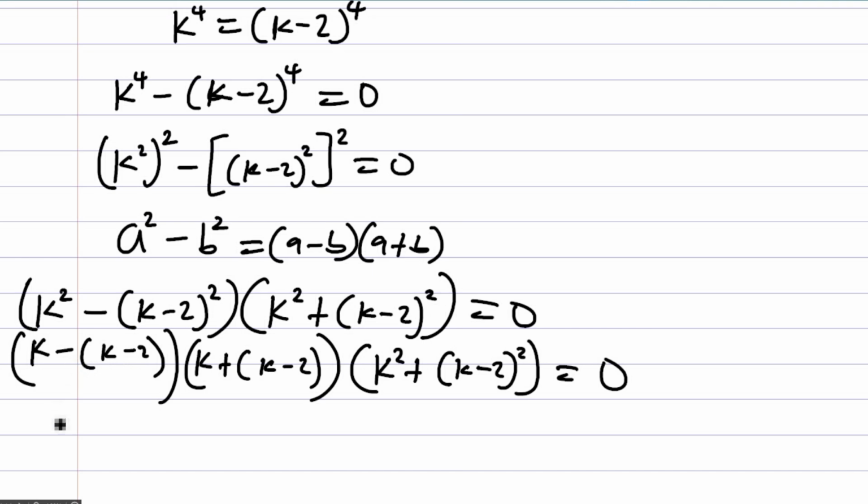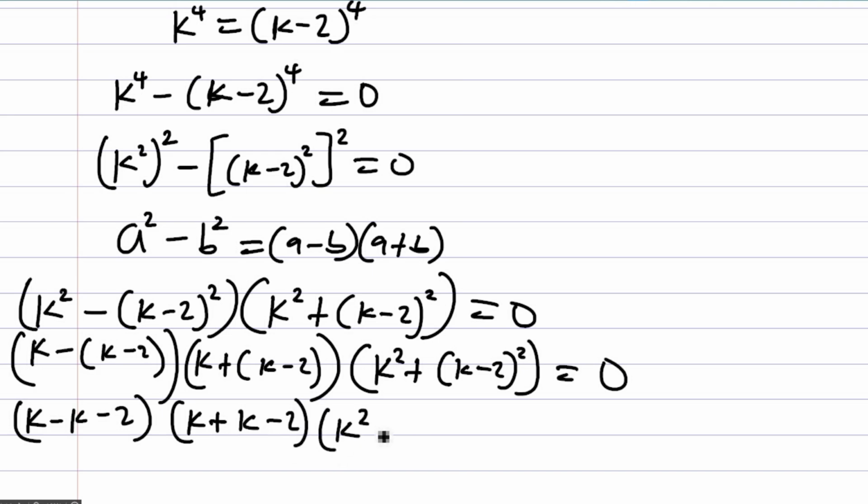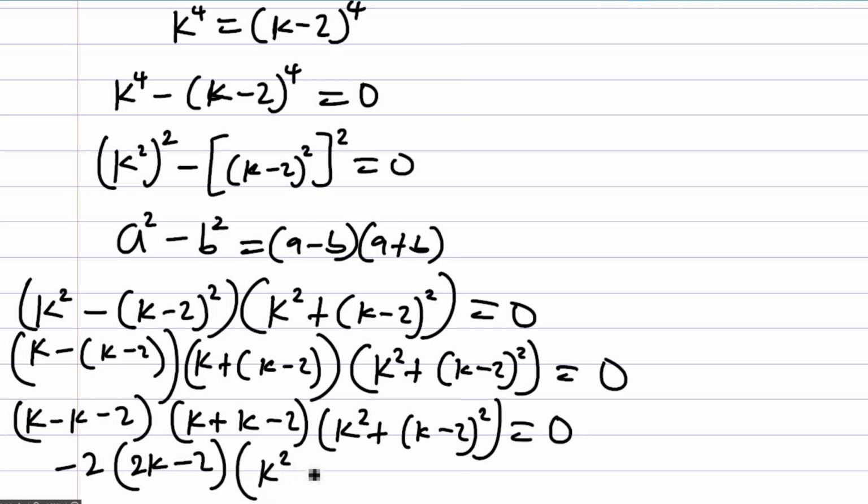Now if we open the bracket here, we're going to have k minus 2, then in bracket of k plus k minus 2, then in bracket of k squared plus (k minus 2) all squared is equal to 0. Now you see that k minus k is gone, so I'm having minus 2 in bracket of, here is giving me 2k minus 2, then I'm having k squared plus (k minus 2) all squared is equal to 0.